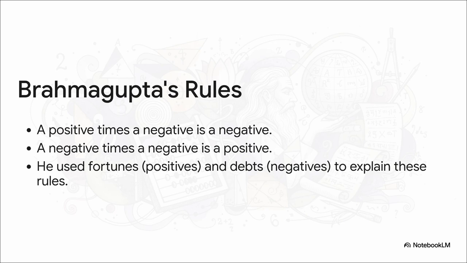And he didn't stop there. He laid out all the rules for positive and negative numbers. He used these really simple, intuitive ideas of fortunes and debts to explain abstract concepts, like why a negative times a negative has to be a positive. What he created was a complete, unified number system that just worked with perfect consistency.